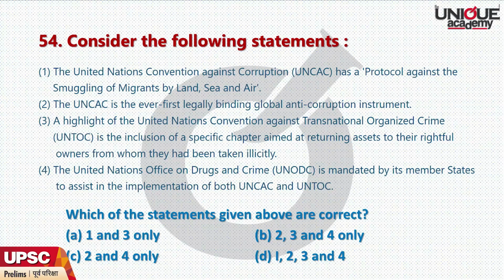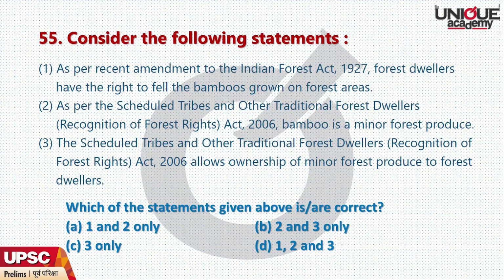So only statements 2 and 4 are correct. Statements 1 and 3 are totally wrong. So if you eliminate statements 1 and 3, you're left with option C. Now again, when you're reading statement 2, UNCAC is the first ever legally binding global anti-corruption instrument. Completely true. But it's a proper factual question, so I'm sure most of you would have got it right. Question number 55 first, and we'll take up questions as we go on.